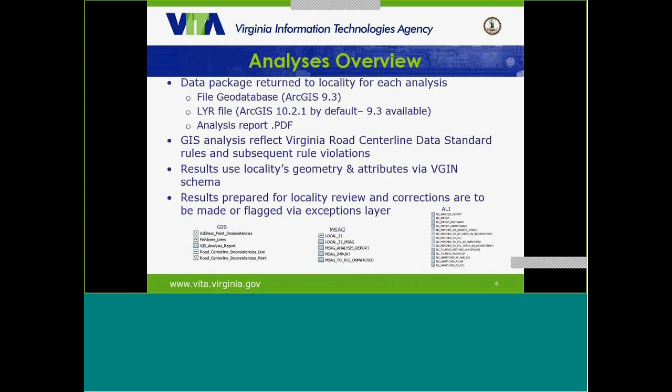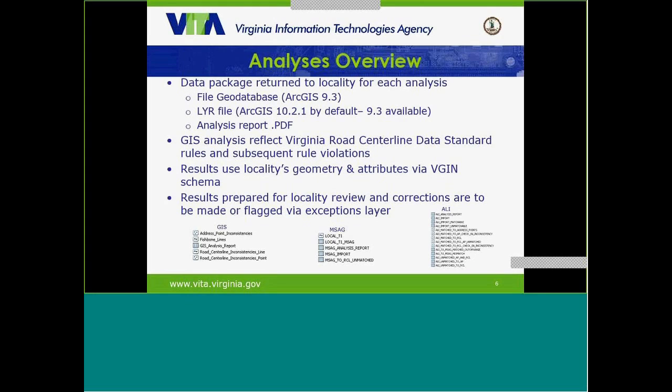So what do these results look like to you, the locality, and to anyone who would be maintaining this data for a locality? It's essentially a data package that comes back to the locality for each type of analysis: the GIS analysis, the MSAG analysis, and the ALI analysis. We give back a zip file. Within that zip file, there's a zipped file geodatabase in ArcGIS 9.3, and there's a layer file that comes back to the localities in ArcGIS 10.2.1.